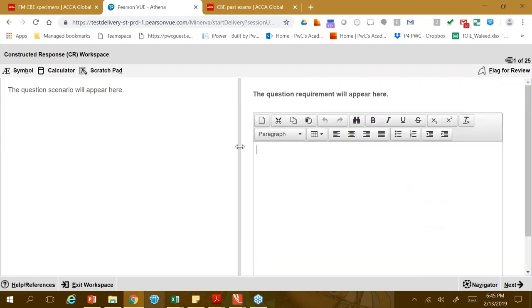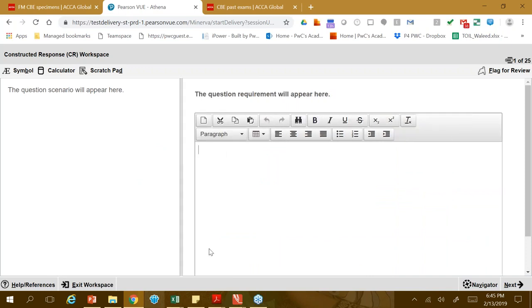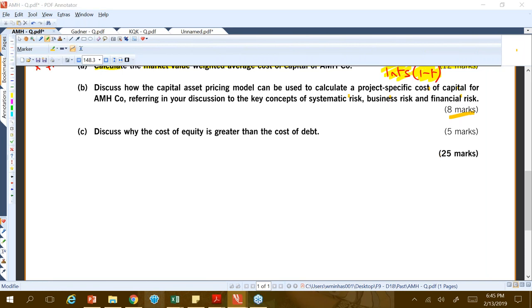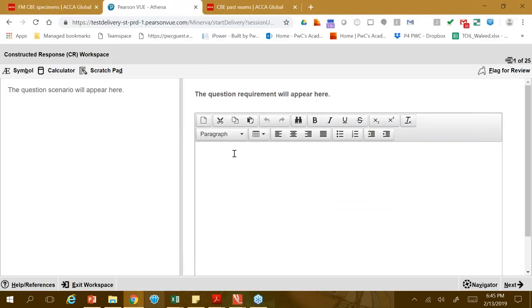So for 8 marks, as we did some practice in session 1, we need good enough explanation or discussion to earn these 8 marks. How CAPM can be used to calculate project-specific cost of capital for AMH. Refer in your discussion key concept of systematic risk, business risk, and financial risk. So let me construct an answer. I would like to write 8 points here. So this is B.